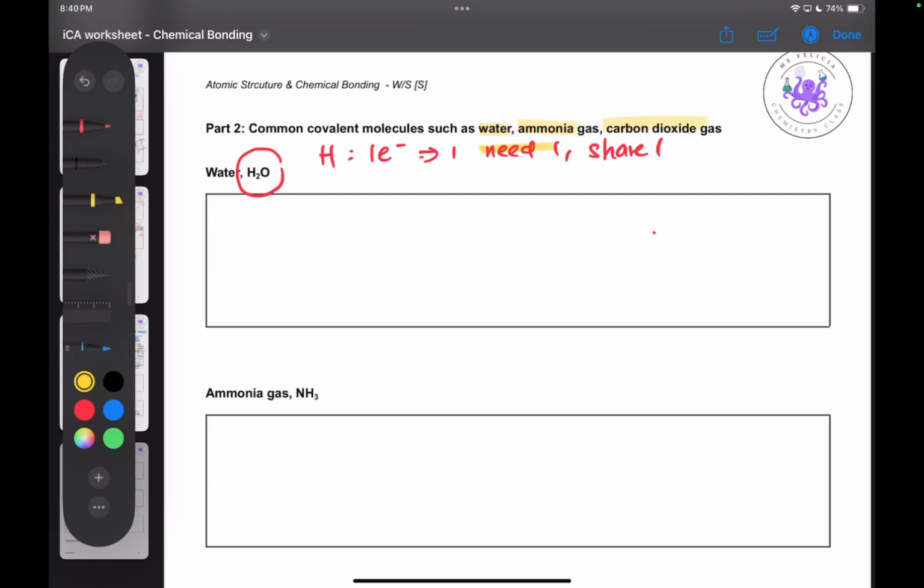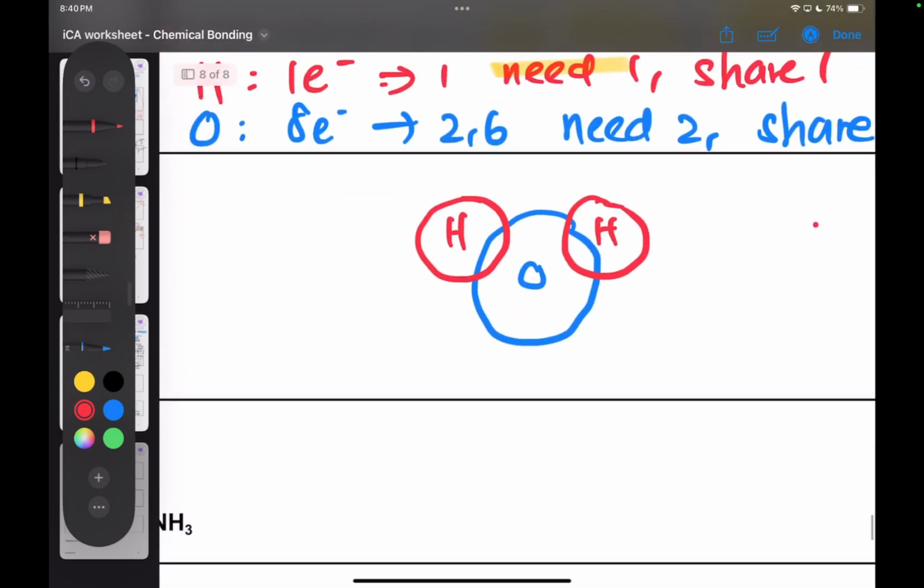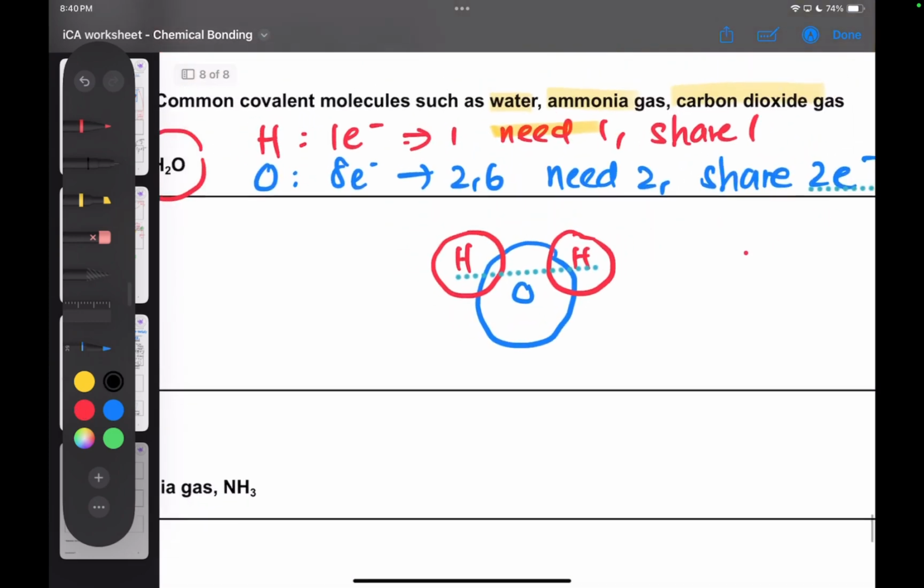In the case of oxygen, 8 electrons arranged in this 2, 6 configuration, so it needs 2 more, willing to share 2 electrons. So how we draw this is we'll put oxygen in the middle and we'll put hydrogen on the side. There are 2 of them. If you look at the formula, it's H2O. So I'm going to zoom in a little bit. I'm just going to start with hydrogen first because it's easier.